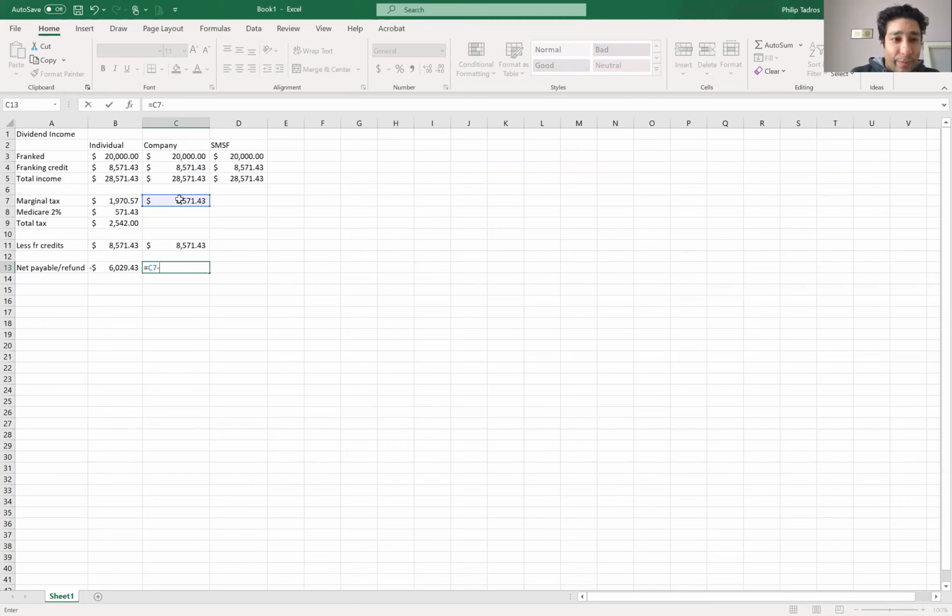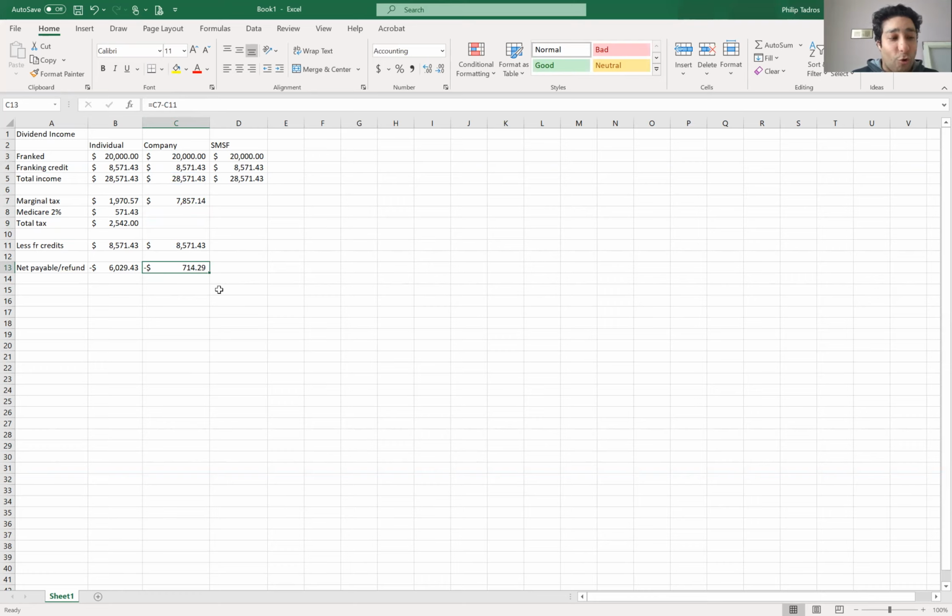Guess what? You have zero tax, because the franking credits have absorbed all of your tax liability in the company. Therefore, there's zero tax. But let's say your company tax rate is 27.5%. So let's do 0.275. Your tax payable is $7,857. Now, the franking credits is 8,571, which means the company gets a refund, correct?